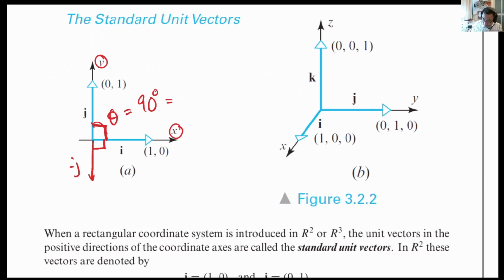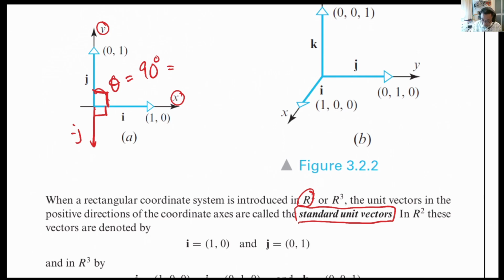You will also learn that in the i, j definition, these are called the standard unit vectors of R2, where the value of i is 1 unit along the x direction and 0 units along the y direction, and for j, it is 0 units along the x direction and 1 unit along the y direction.